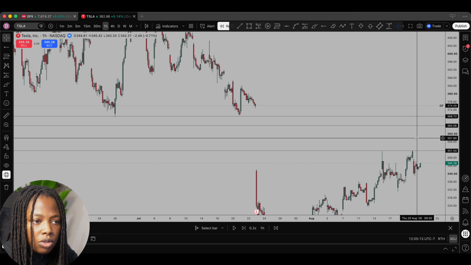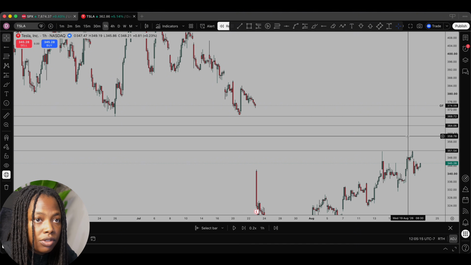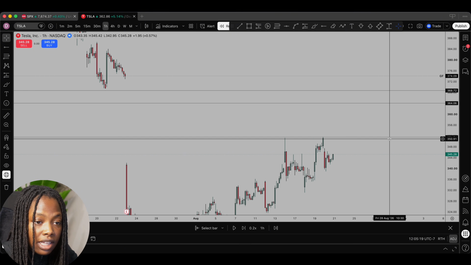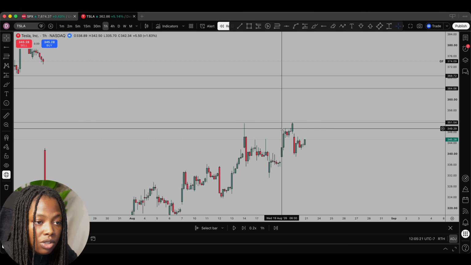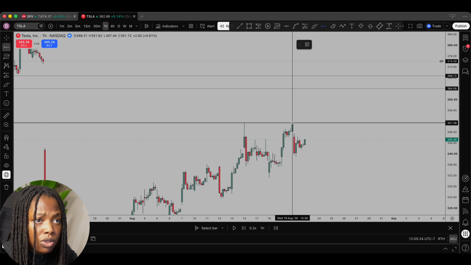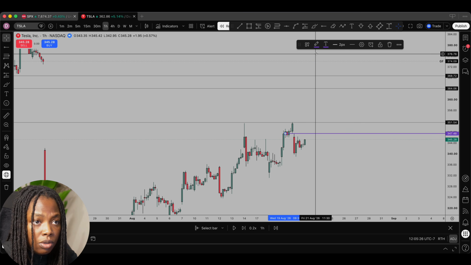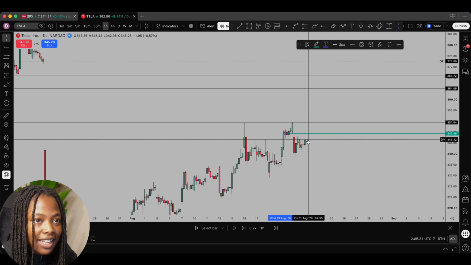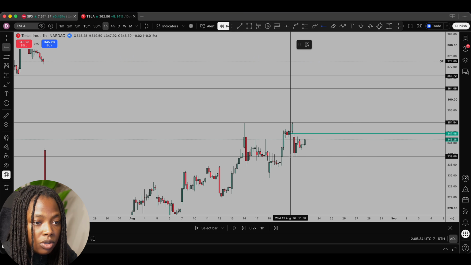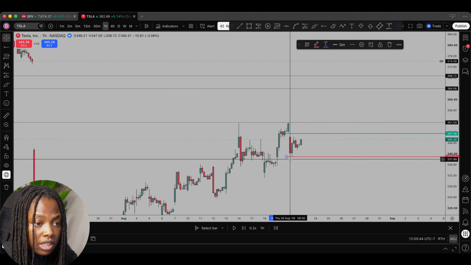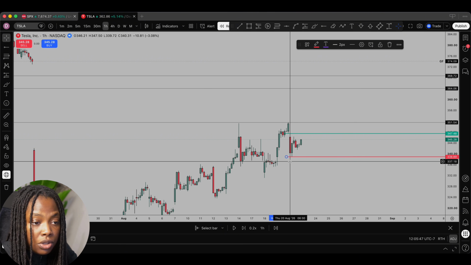So once we do that, there's another level we have to mark every day, and that is your previous day's high and your previous day's close. And you want to use color to mark it out. So you can use green for the highs, and you're also going to mark out the low, which is this level right here. And coincidentally, this level right here is a potential higher low.